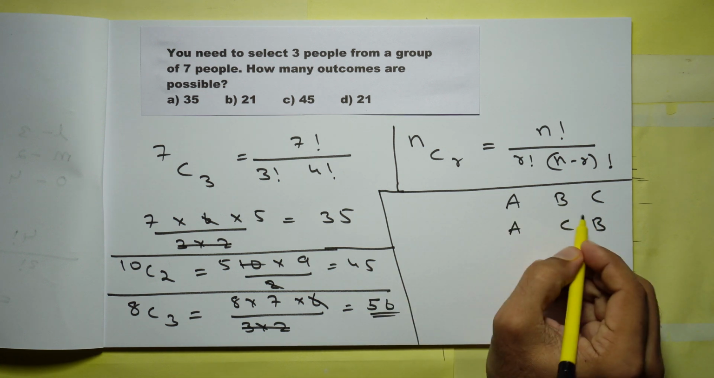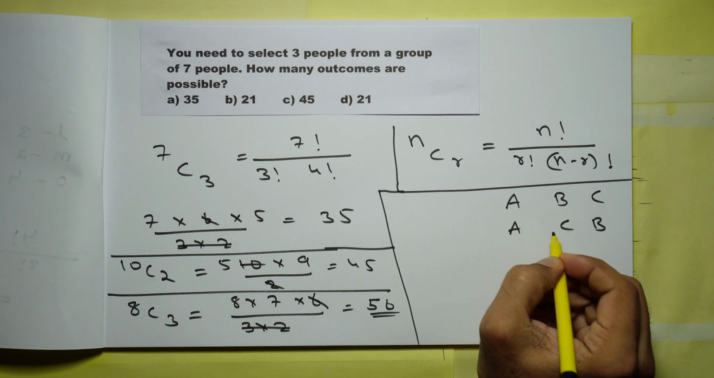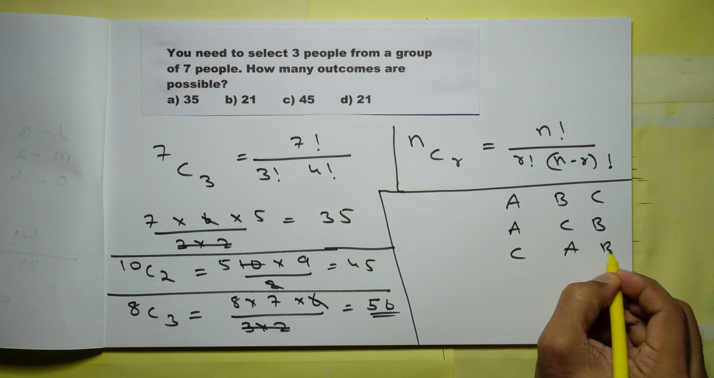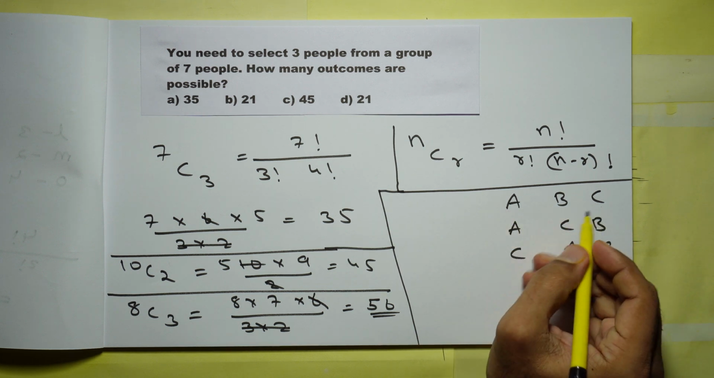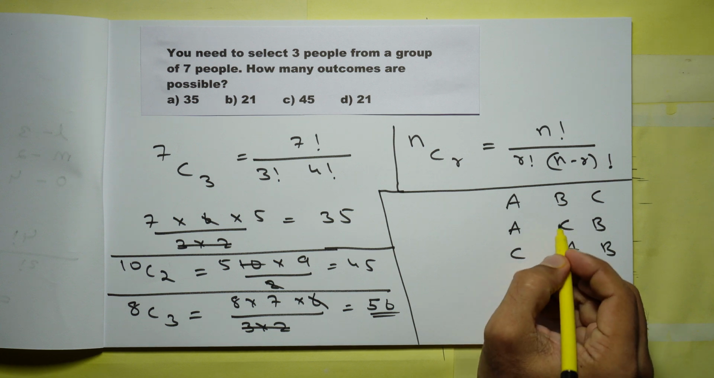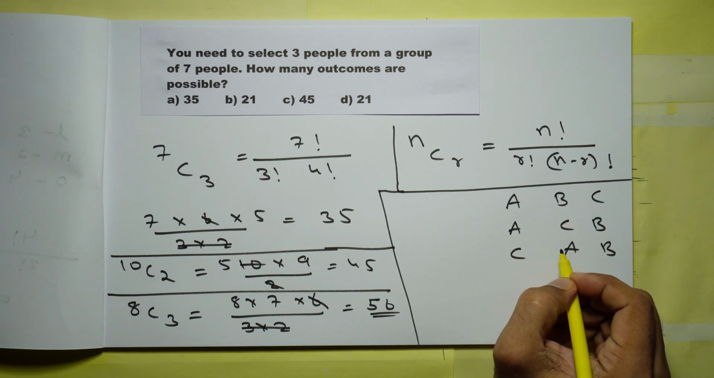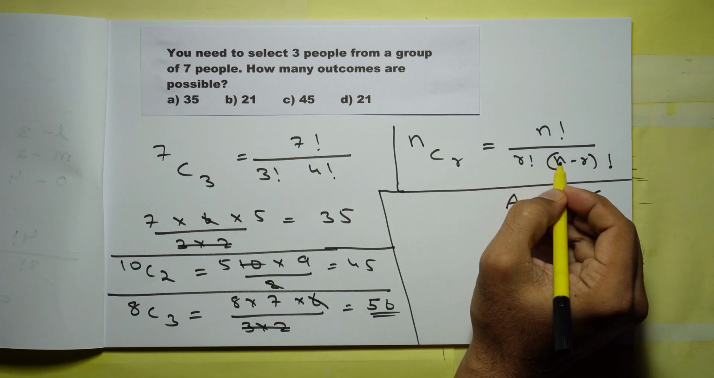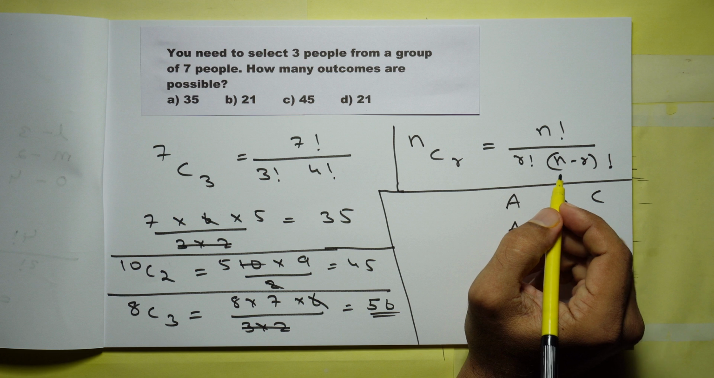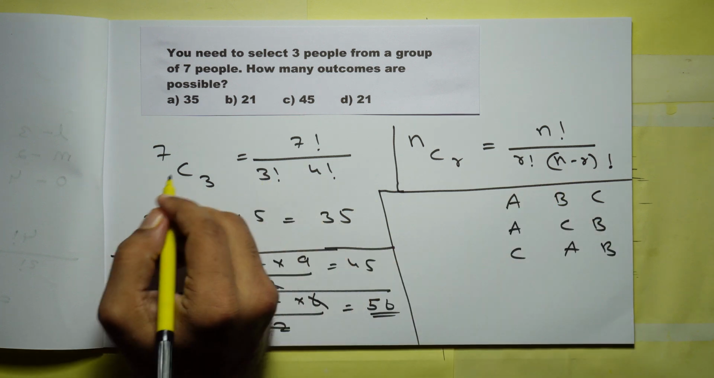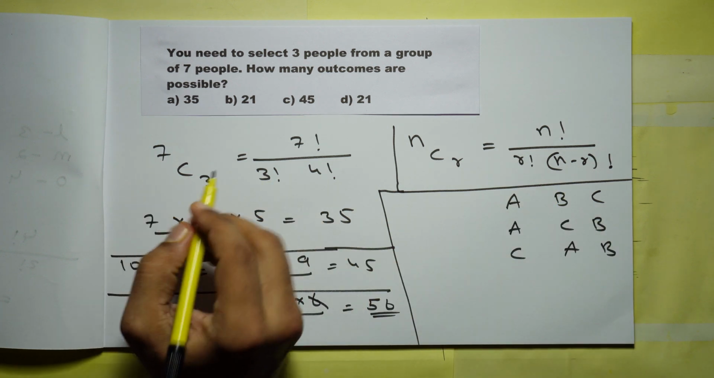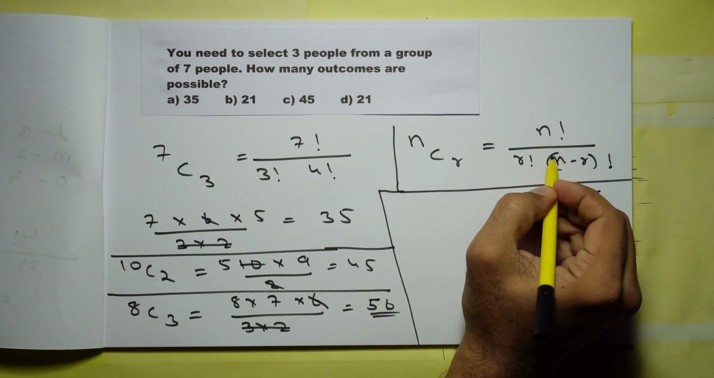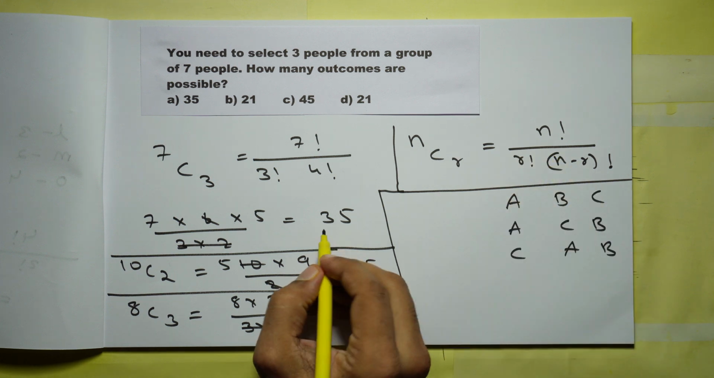That is the same 3 people are selected. So if you change the order, you will not get a different outcome. Or you can select it as CAB. So ACB is same as ABC, that is same as CAB. So if you change the order, you will not get a different outcome. That is why it is a case of combination. So just substitute into the combinations formula and you will get the total number of outcomes. That is the number of ways in which you can select 3 from 7. That will be 7C3. Substitute into this formula. This formula will give you the total number of outcomes. You will get it as 35.